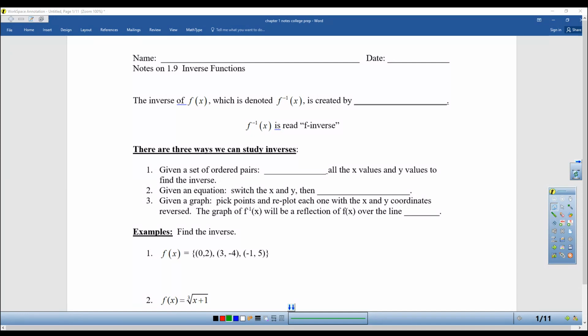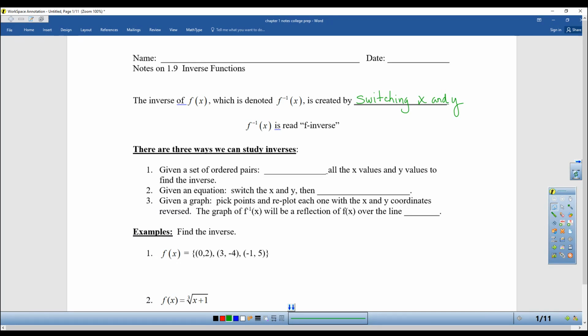The inverse of f of x, which is denoted with a little f and then a little -1 superscript of x, is created by switching x and y. Make sure that you pronounce this correctly. This notation is read f inverse. So we're going to study inverses in 3 ways.